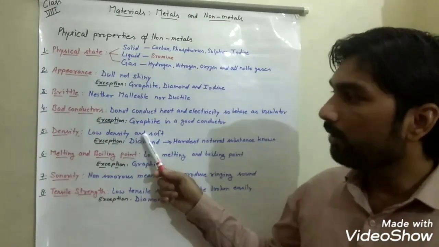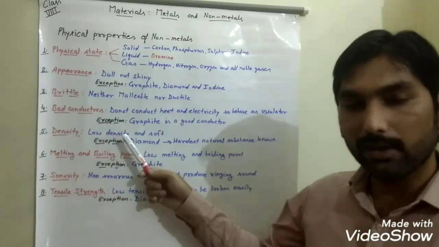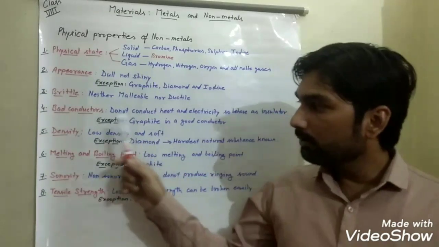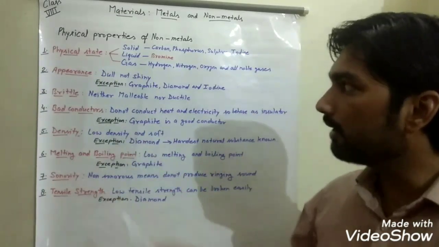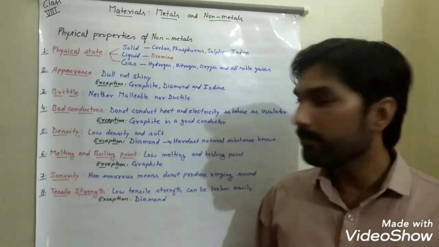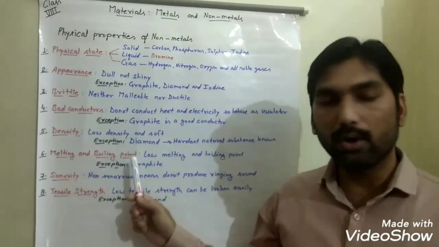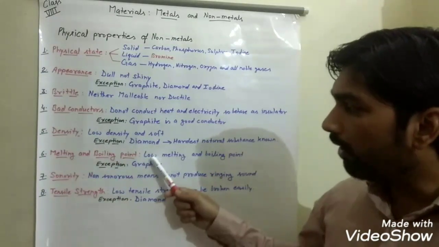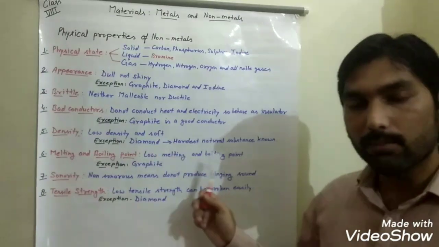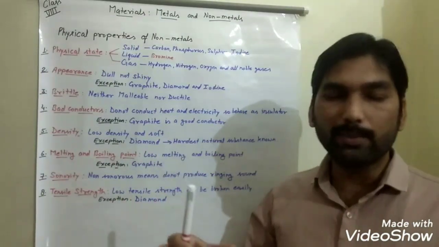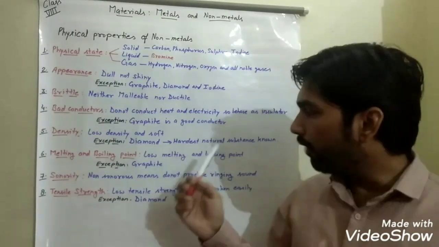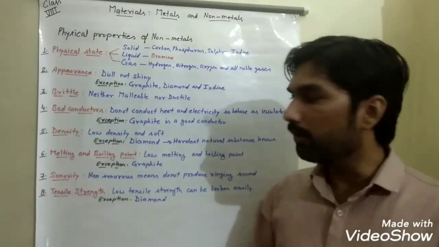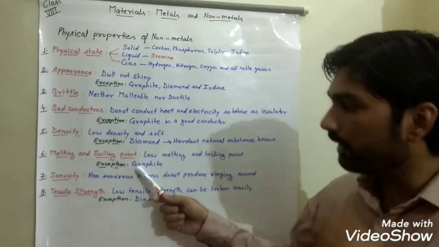So all the non-metals are what? Having very low density, and they all are soft except diamond. So the next physical feature of the non-metal is melting and boiling point. Since they have low density, they all have low melting and boiling points. So at low temperature they are going to boil, and they also easily melt down from solid state to liquid state. But here again the exception is what?